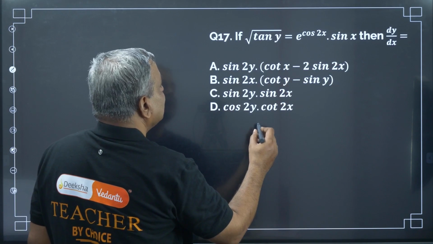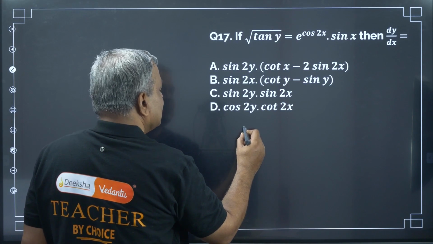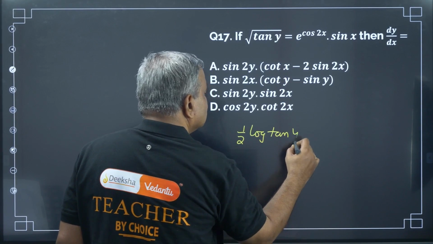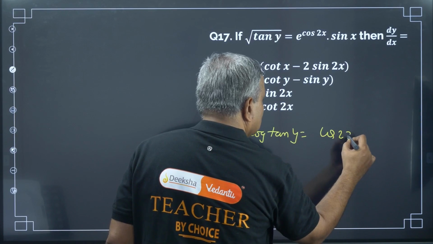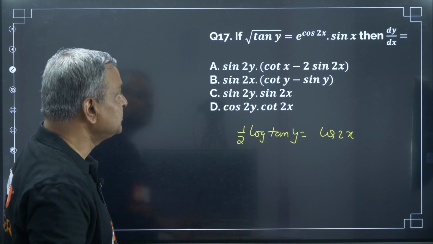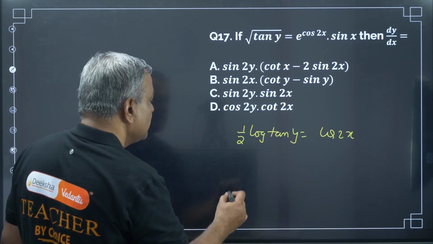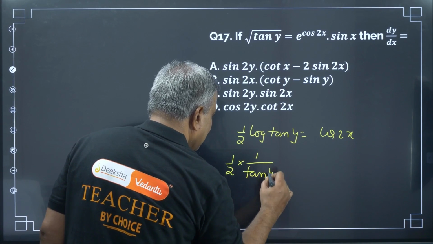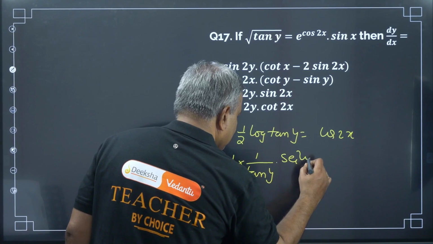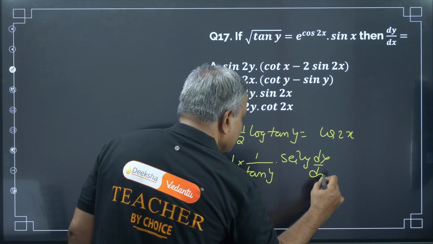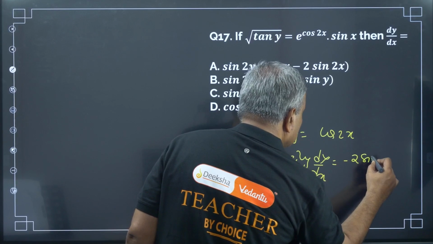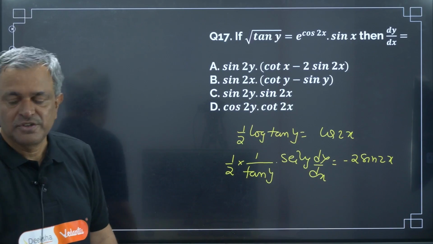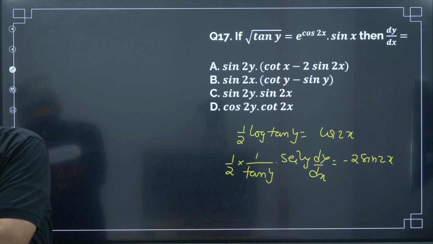Next, take log on both sides because that is easier for you. So if we take log on both sides, what we get? This will give you 1/2 log of tan y is equal to cos 2x, because log of e to the power cos 2x is cos 2x. Now you differentiate it, that will be easier. 1/2, 1 by tan y, the derivative of tan y is secant square y, dy by dx is equal to minus 2 sin 2x. The rest you rearrange, you'll get your required result.